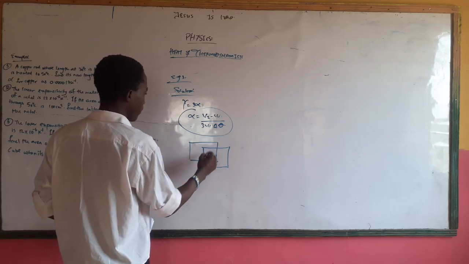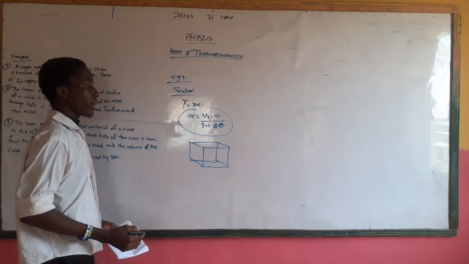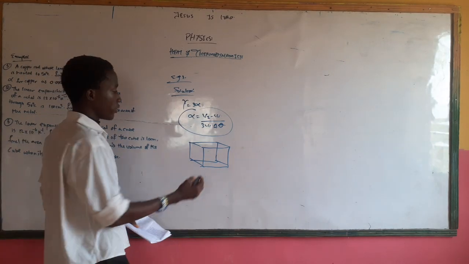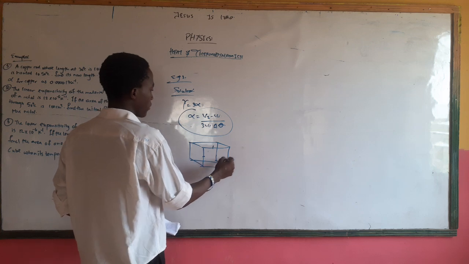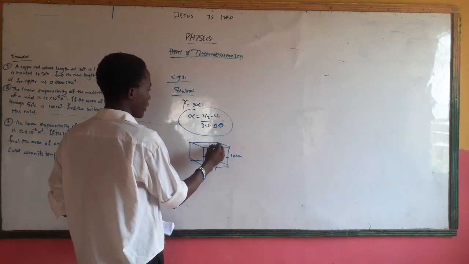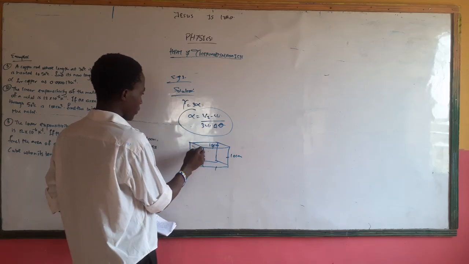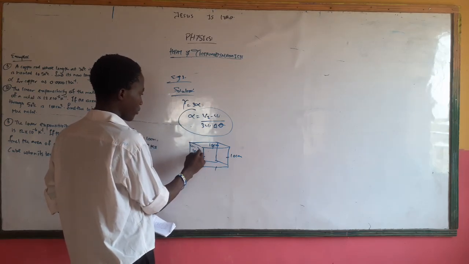This is the cube. I want you to know that the cube has all lengths equal. Do you understand? So the side of the cube is 10. Say this is 10 centimeter, and this is what? 10 centimeter. And this is what else again? 10 centimeter. Do you understand?